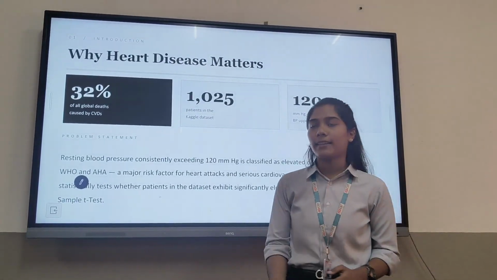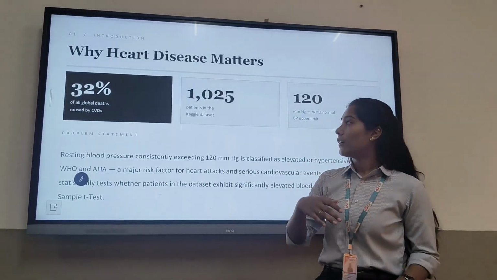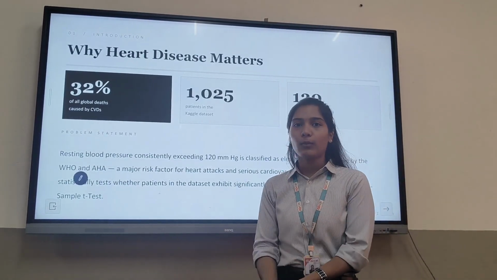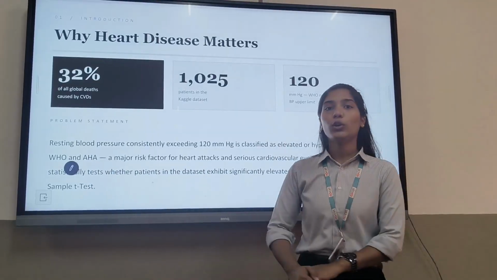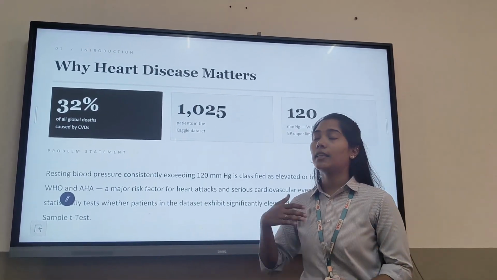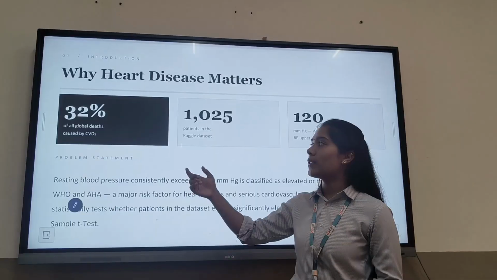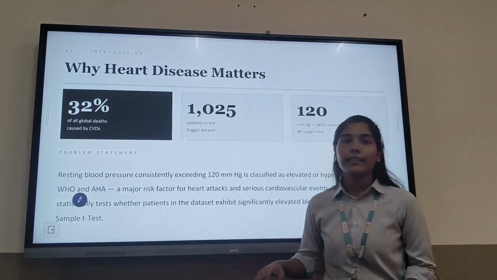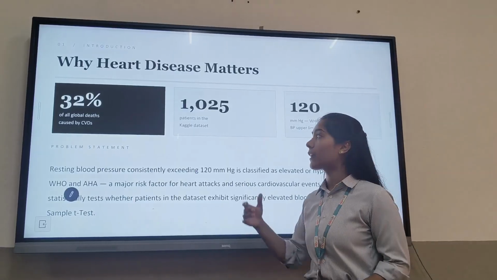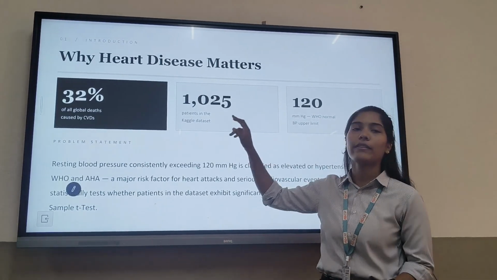Why heart disease matters? Annually, 32% of global deaths are caused by cardiovascular diseases. The data set which we have used is from Canada and it has a total of 125 patients.